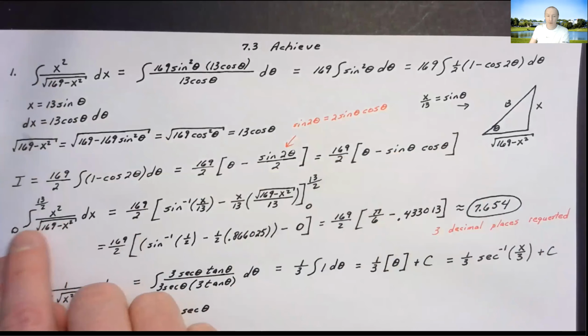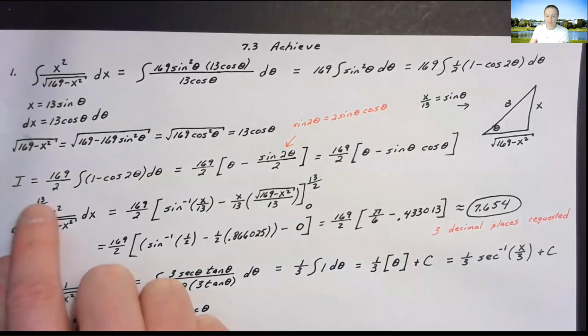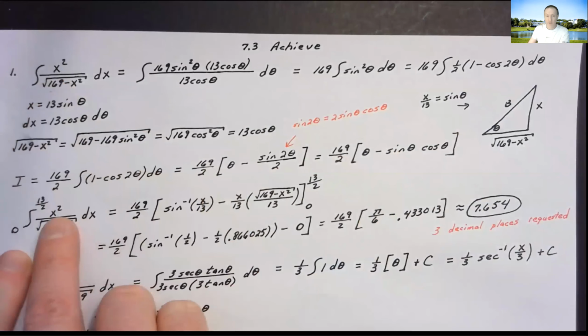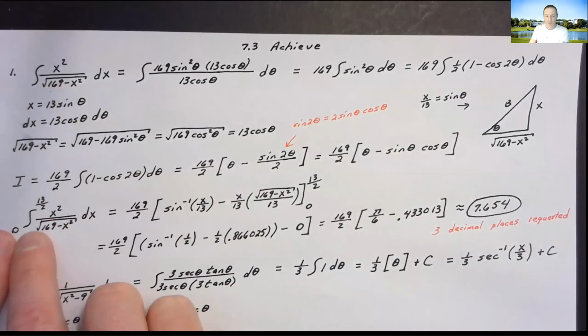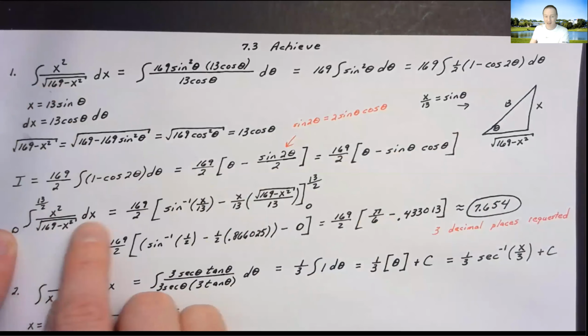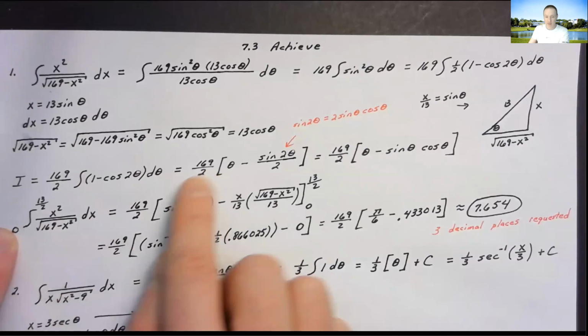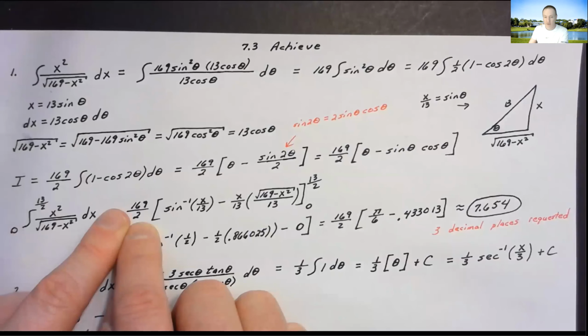So I went back and said, all right, my definite integral, which is what I was trying to do in the original problem, is going to equal the integral from 0 to 13 over 2 of x squared over the square root of 169 minus x squared, integrated with respect to x. I still keep my 169 over 2 out in front.